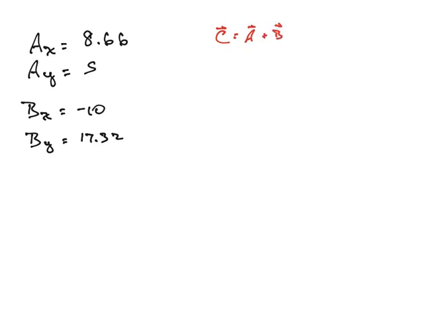But we couldn't do it directly. So what I can do is say, okay, well, I don't know C, but I can get the x piece of C. And the x component of C is just going to be the x component of A plus the x component of B. Okay, well, that's not so bad. 8.66 plus negative 10. Plug that in my calculator. And I get negative 1.34.